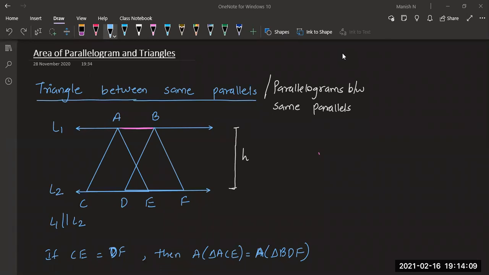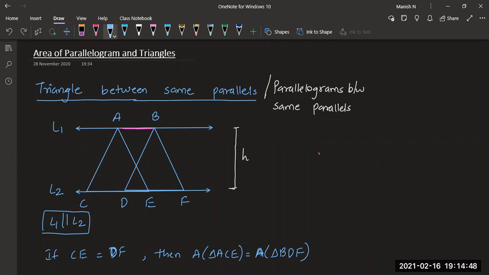So let's quickly see what this chapter is about. In brief, there are two parallel lines, L1 and L2, such that L1 is parallel to L2. There are two lines and they both are parallel to each other. Now when we say they are parallel, the distance between them is fixed. The perpendicular distance between them will always be fixed, and let's say that distance is h. As you can see, I have marked that distance as h.